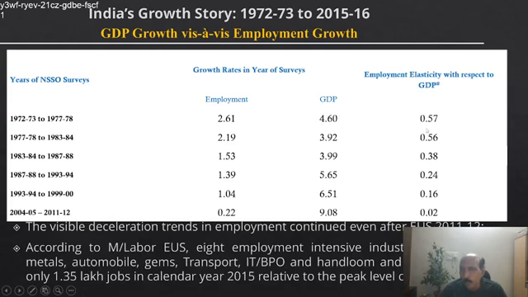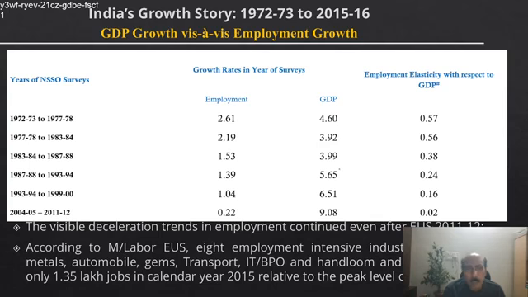And in the last column, we have calculated the employment elasticity with respect to GDP. That is, this 2.61 divided by 4.6 multiplied by 100. That is the employment elasticity, or in fractions if you don't multiply by 100. Therefore, for each survey, corresponding to the rate of growth of employment, we calculate the employment elasticity with respect to growth, with respect to GDP. And we find that this last column is really very, very important.